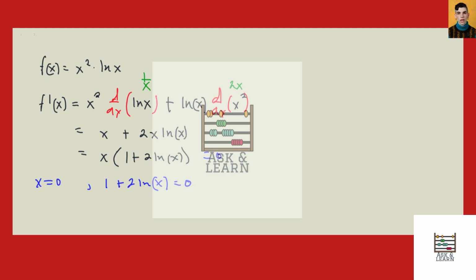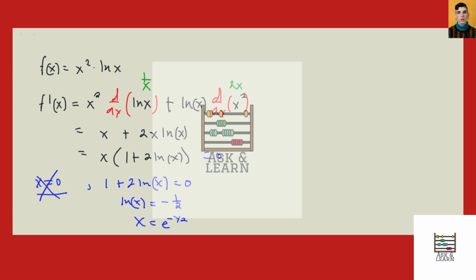So we can subtract 1, divide by 2, and that gives us natural log of x is equal to negative 1/2. Exponentiate each side, so we get x is equal to e to the negative 1/2. It didn't look like our minimum value was at x equal to 0, so we can ignore that one. Since that's also on the edge of our domain, that value shouldn't be included anyways. So our minimum occurs at e to the negative 1/2.